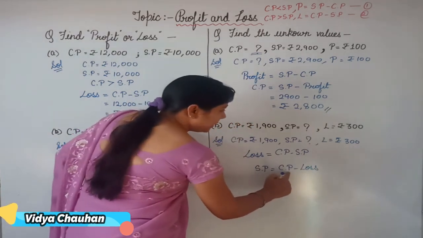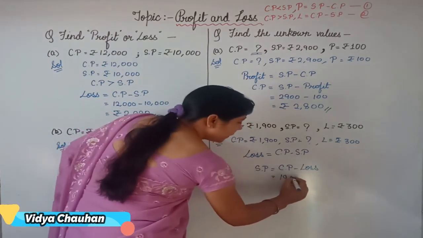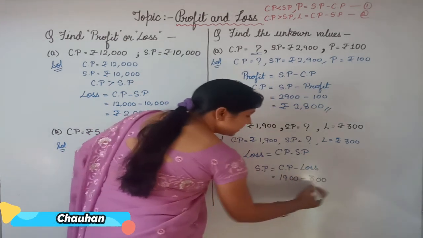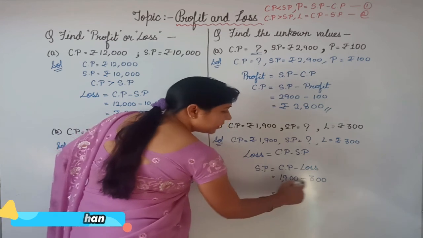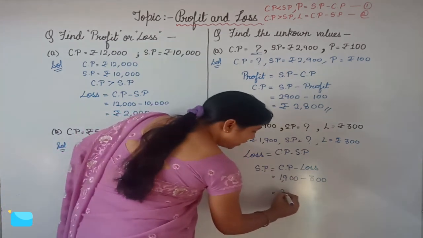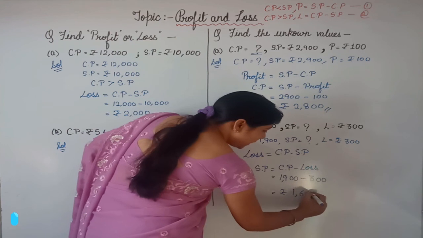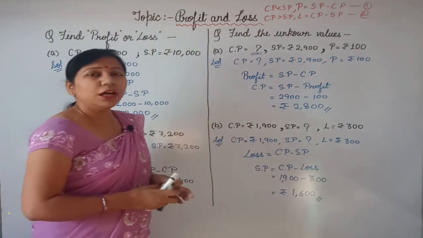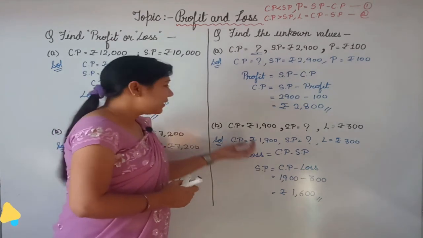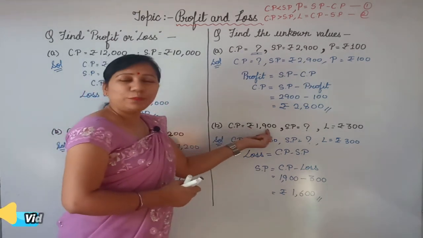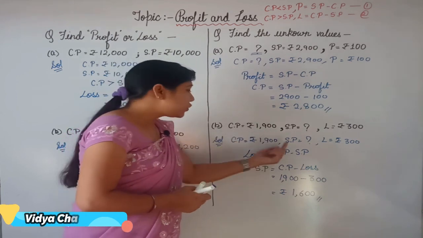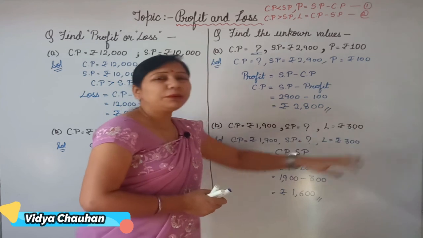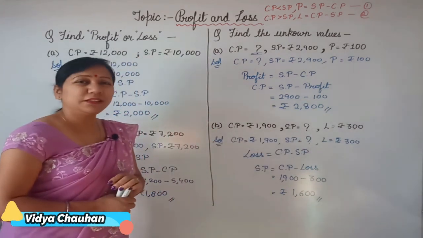Now CP, what is the value of CP? 1,900. What is the loss? The loss is rupees 300. So subtracting 1,900 minus 300, what you will get is 1,600. So that is the selling price of the object. Right, students? So the good was purchased for rupees 1,900 and sold for rupees 1,600 only. So the shopkeeper made a loss of rupees 300.